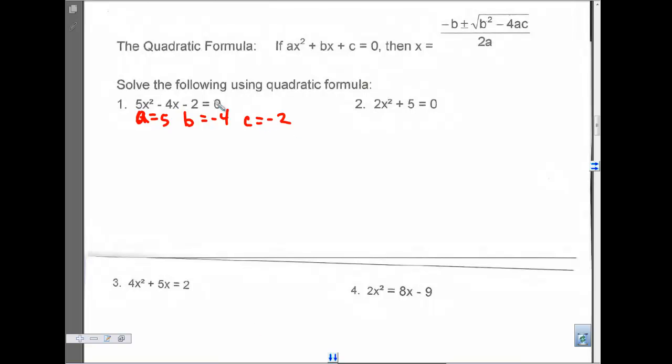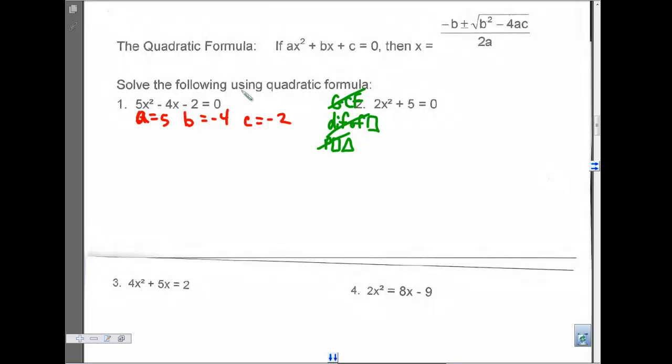Let's take out the greatest common factor first. Oh wait, there's not one. Okay, is this a difference of squares? No. Is it a perfect square trinomial? And we can see that this is not a perfect square trinomial.